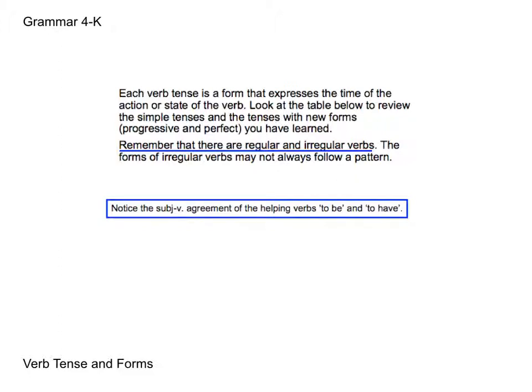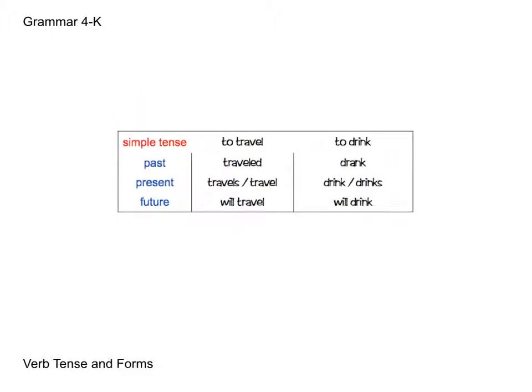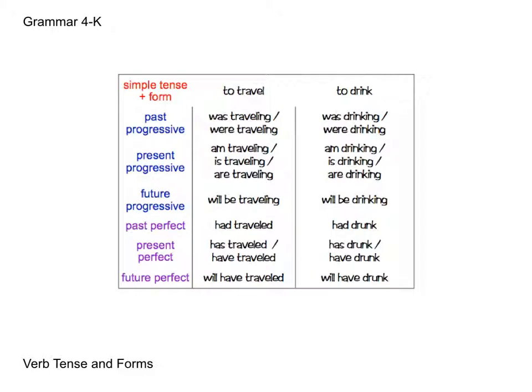If you look into the next section, we go over the simple tenses, which you might have forgotten a little bit about, but sometimes a verb will just be in past, present, or future. It won't have any other form attributed to it. So please don't forget about those. We have examples with to travel and to drink, a regular and an irregular verb, and then after that, we also give you examples of those same verbs and the different tenses and forms, progressive and perfect.